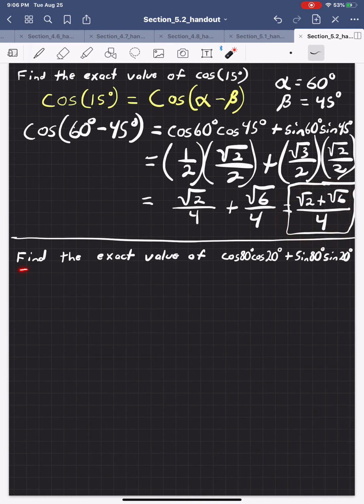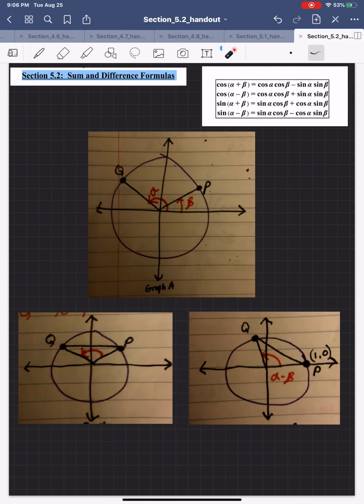All right. So now let's see if we can work these formulas going the other way. So you're asked, there it is again, the exact value. Find the exact value of cosine of 80 times cosine of 20 plus sine of 80 times sine of 20. The hardest job, in my opinion, is going to be you picking the right formula. Remember, this is cosine times cosine plus sine times sine. So you have 4 options, and you need to figure out which one of these we can use.